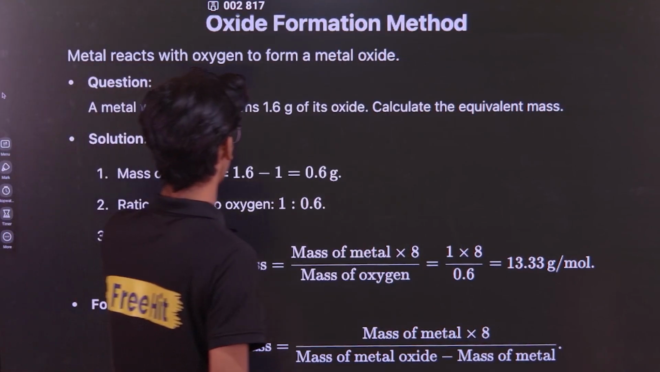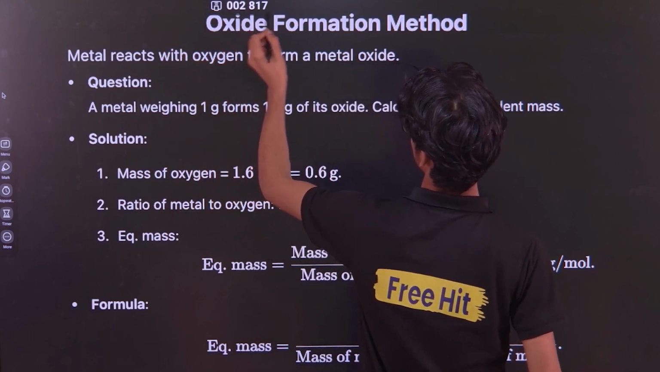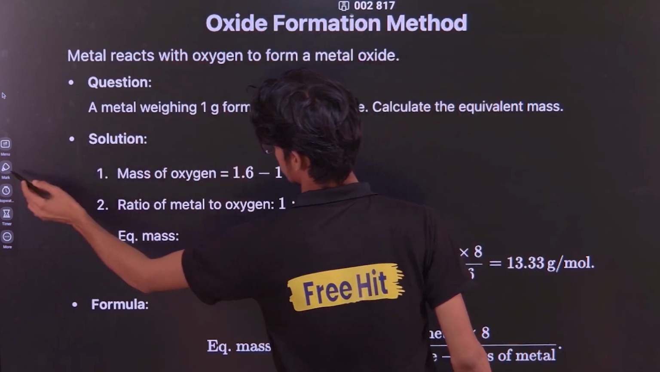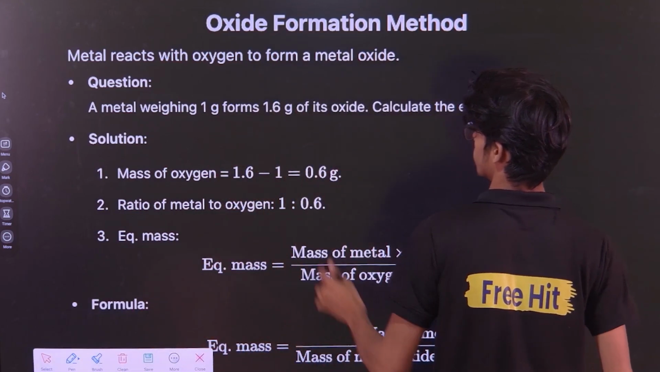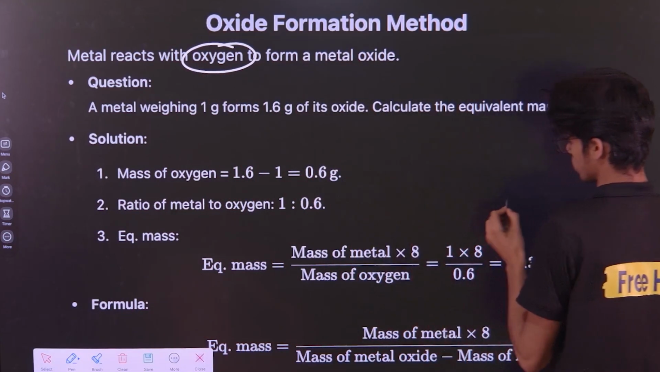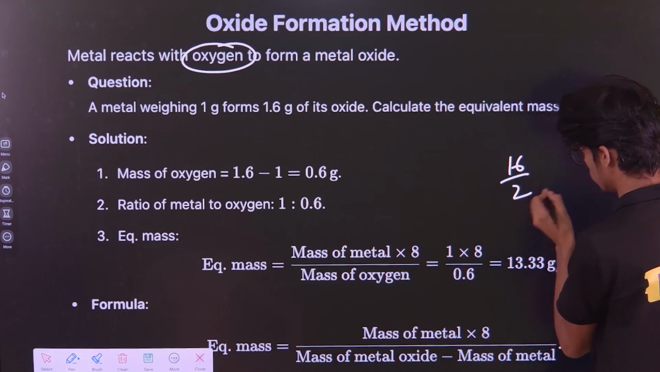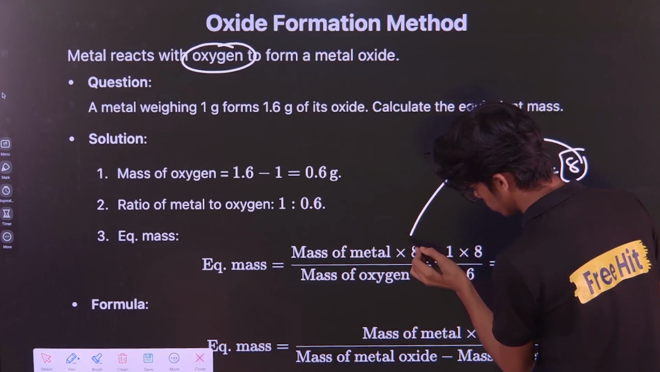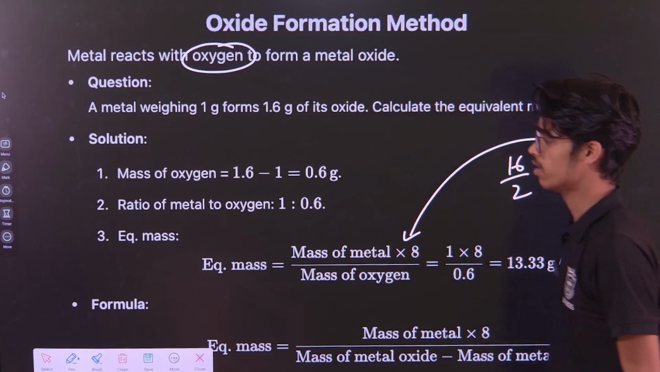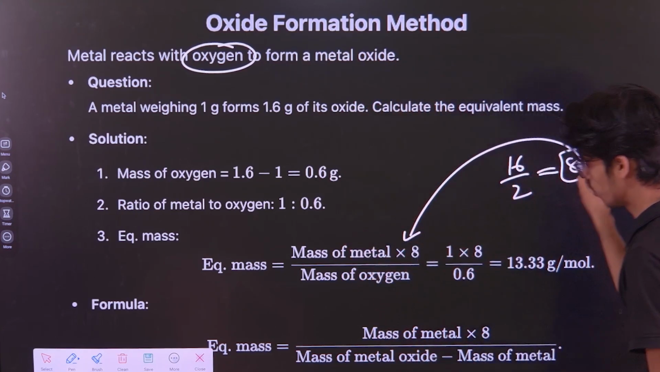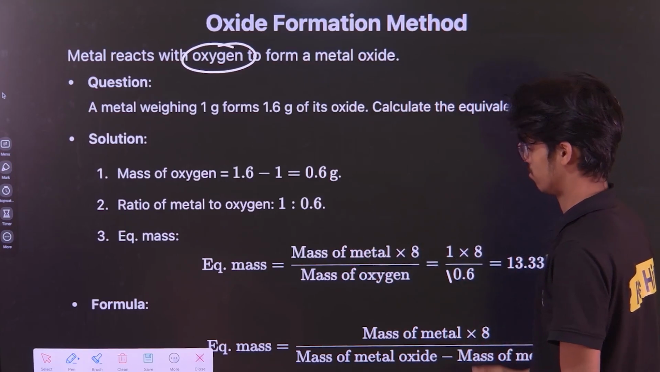For example, there is the oxide formation method. In case of this oxide formation method, oxygen is reacting. What is the mass of oxygen? 16. But what is the charge on oxygen? 2, so 8. Now this number is 8, got it? In case of the oxide formation method. I hope you get the logic for this number. At last I will tell you the logic also.